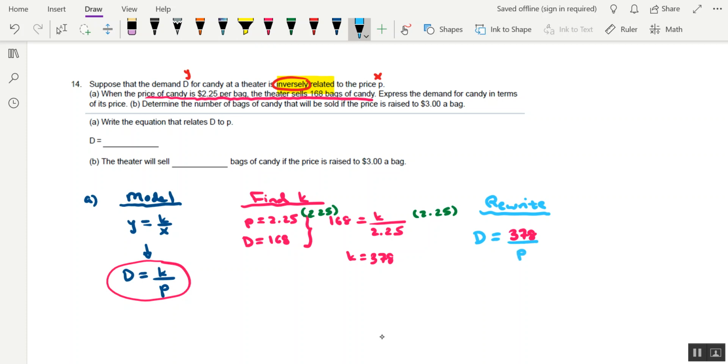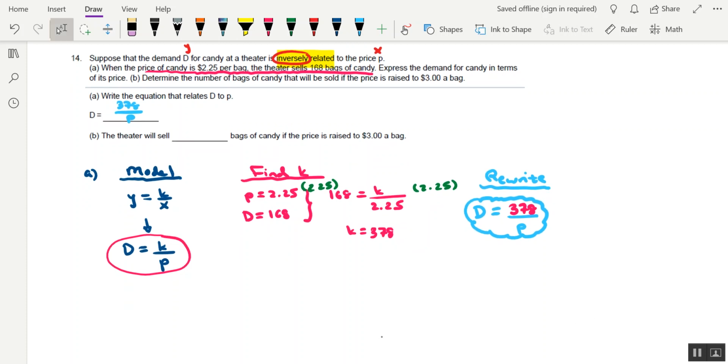So for part A, it says write the equation that relates d to p. This is exactly what it means. Write the inverse variation equation using the specified variables and also the particular value of k you'd get using $2.25 as the price p and 168 as the demand d. So d is equal to 378 over p.